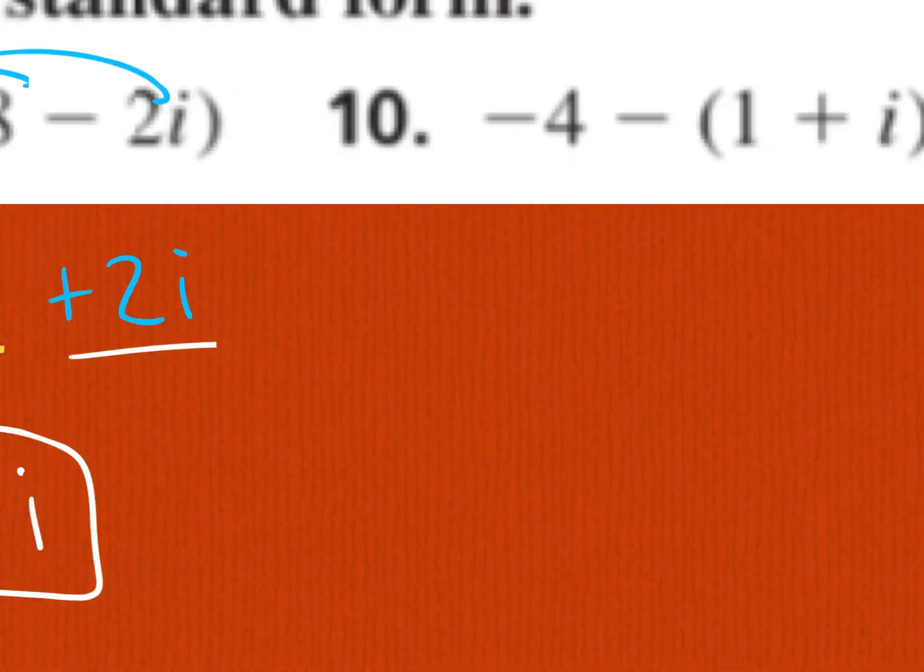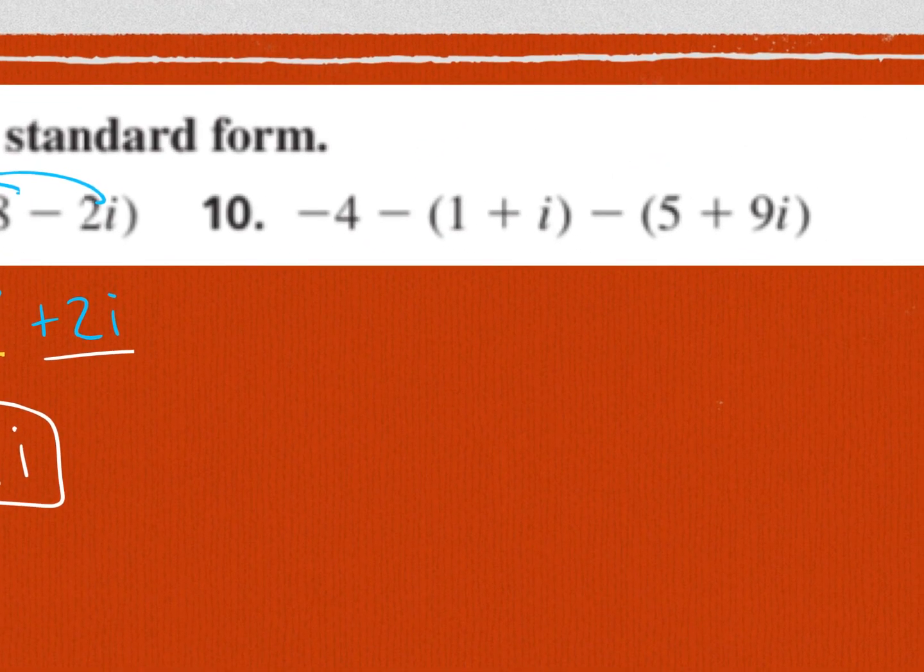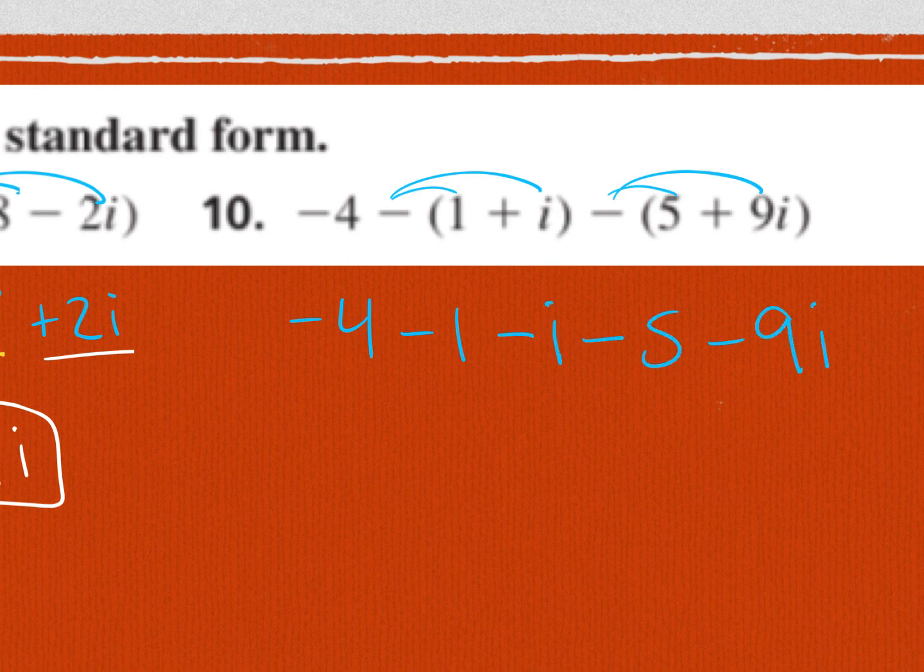All right, and let's do 10 also. What should I do first for number 10? Distribute the negative. Just that one? I have to distribute the other negative too. So if there's a negative in front of the parentheses, it gets distributed to whatever it's touching behind. So I have negative 4 minus 1 minus i and negative 5 minus 9i.